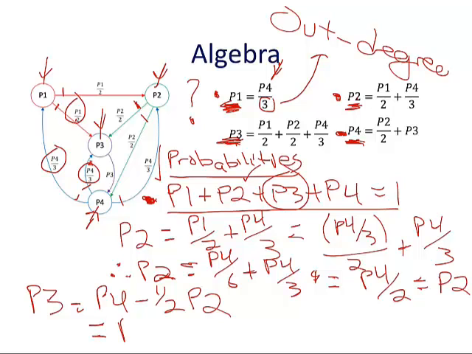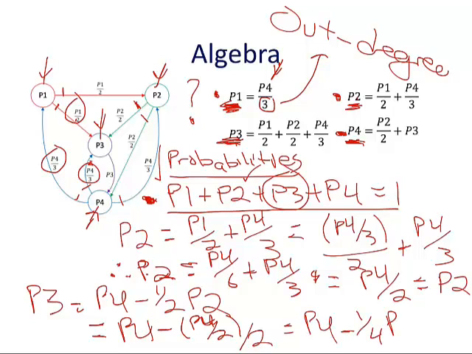And that is equal to P4 minus, then if we substitute in for what we just saw for P2, minus P4 over 2 divided by 2, which is equal to P4 minus 1/4 P4, which equals 3/4 P4.